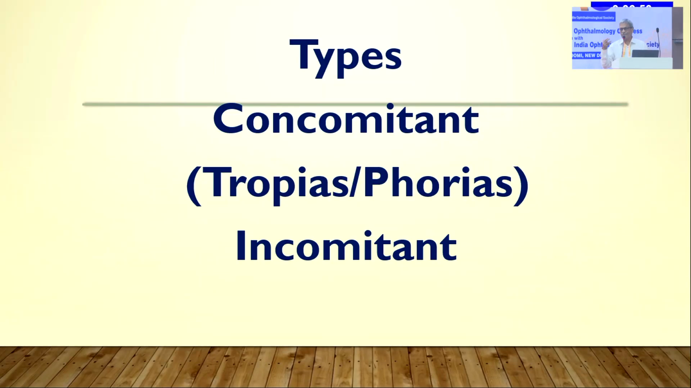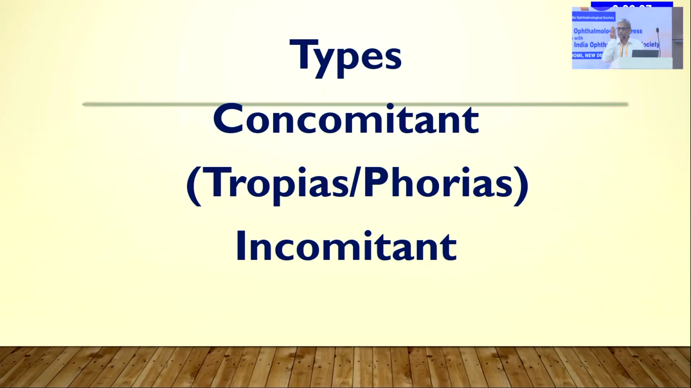I already told you, in the concomitant type, the sensory pathway is the problem. Sensations reaching my brain is the problem. That's called sensory. Here we get tropias. When I see the person has squint, the right eye deviates out, the left eye deviates out. But when you see a person with no squint, the eyes are normal.